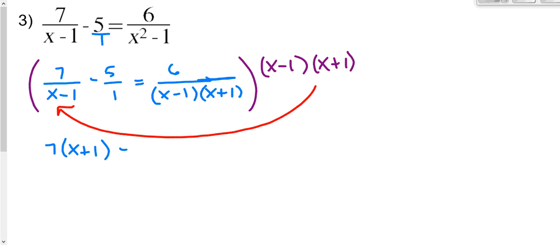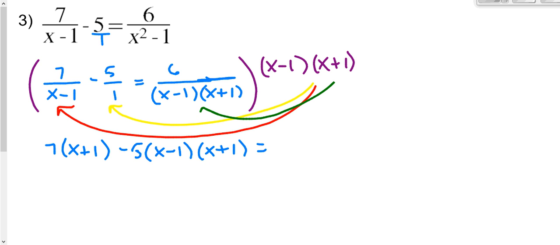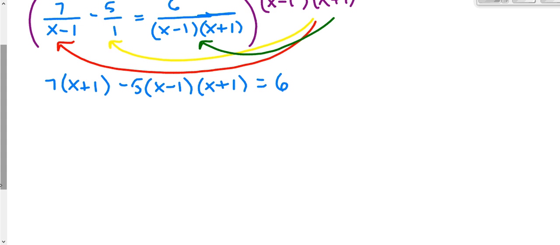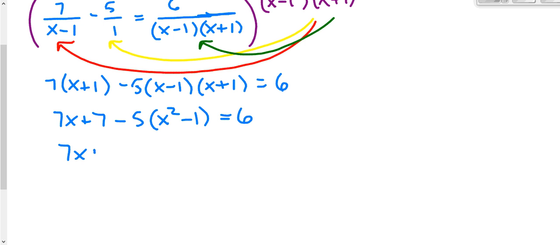Minus, let's multiply our second fraction by both of those, but there's nothing to cancel, so we're left with 5 times x minus 1 times x plus 1. And then our fraction on the right side of the equation multiplied by both of those denominators are going to cancel, so we're just going to have 6. Now we'll simplify the equation we have now that has no more fractions in it. Distribute the 7. I'm going to leave the minus 5 while I multiply the x minus 1 and the x plus 1 together. Next step, I'll distribute the minus 5.